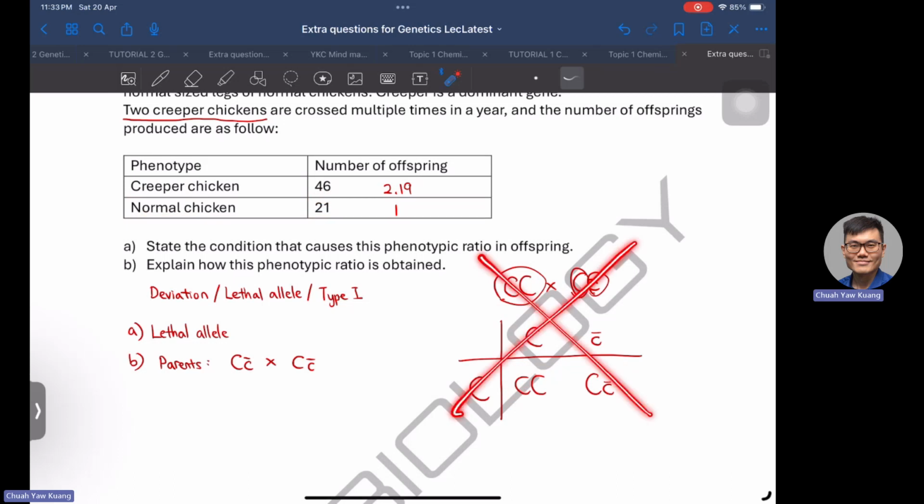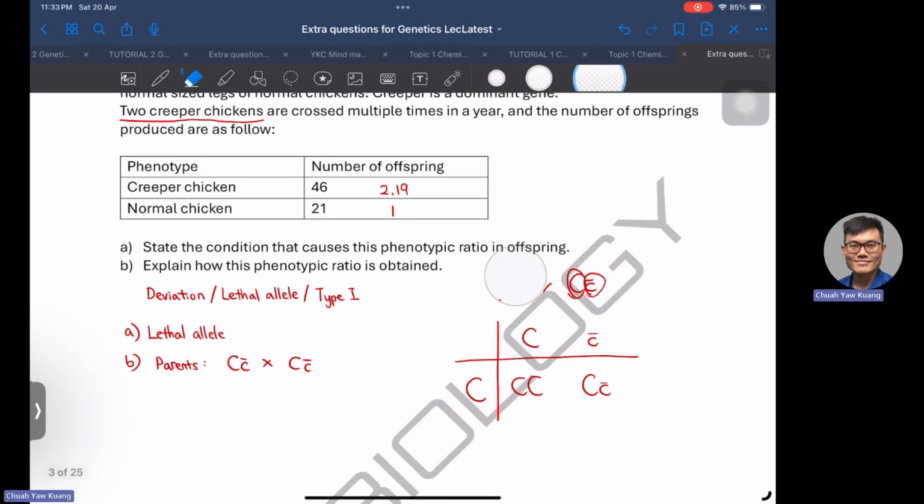So the only possible genotype of the parent must be both heterozygous. Must be both heterozygous. So that's why this one is out, confirm out. So we no need to write that.